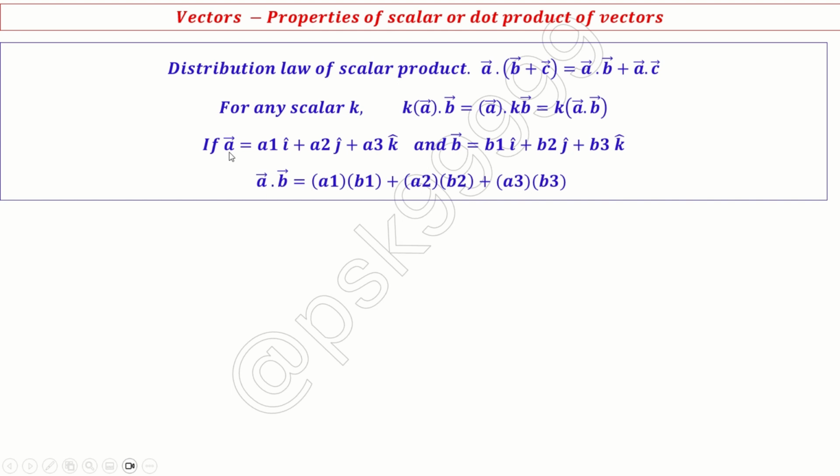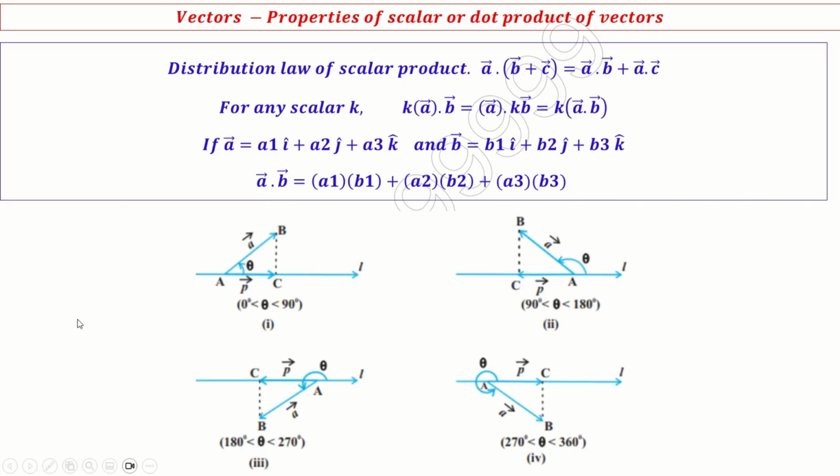If vector A is defined as a1 i plus a2 j plus a3 k, and B is defined as b1 i plus b2 j plus b3 k, then the scalar product, okay, vector a dot vector b is equal to a1 into b1 plus a2 into b2 plus a3 into b3. Now you understand how we calculated last time. Okay, so remember this.